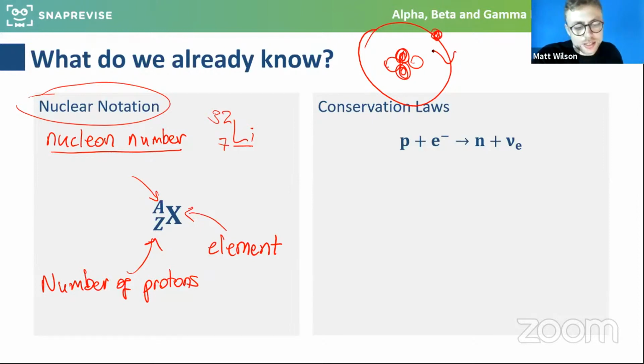When they do, they satisfy certain conservation laws. There are certain numbers that have to be preserved during a reaction. So the first number, which is always conserved, is charge.